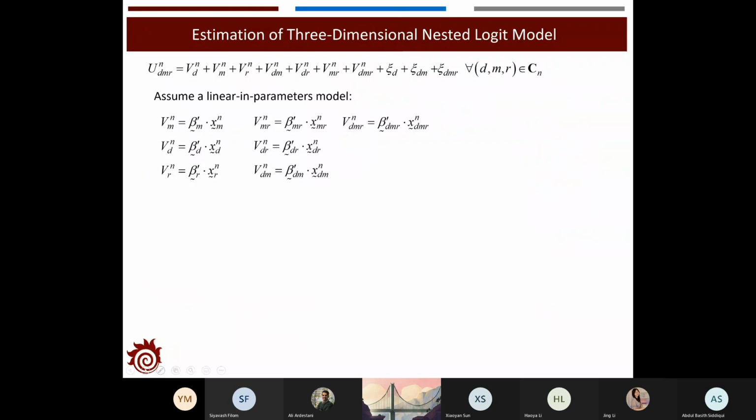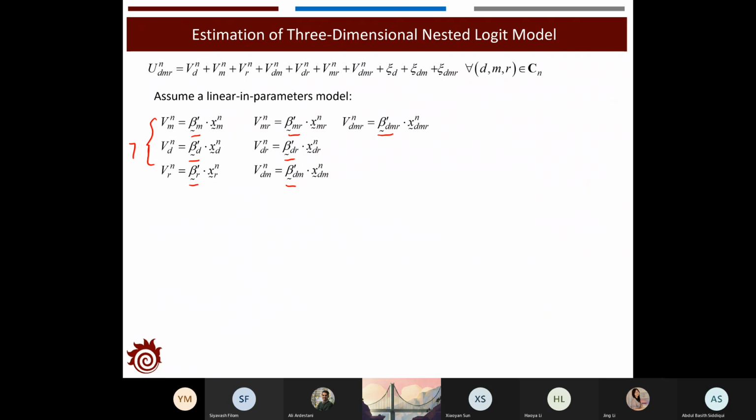Also, we assume there is a linear relationship between the observed attributes and the deterministic utility functions. Here we have seven deterministic utility components, so there will be seven variables. Regarding the parameters we have to calibrate, they are beta m, beta d, beta r, beta mr, beta dr, beta dm, and beta dmr. Those are the coefficients we have to calibrate.